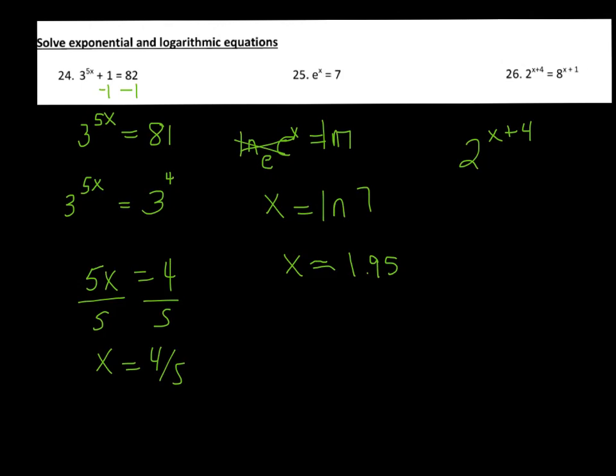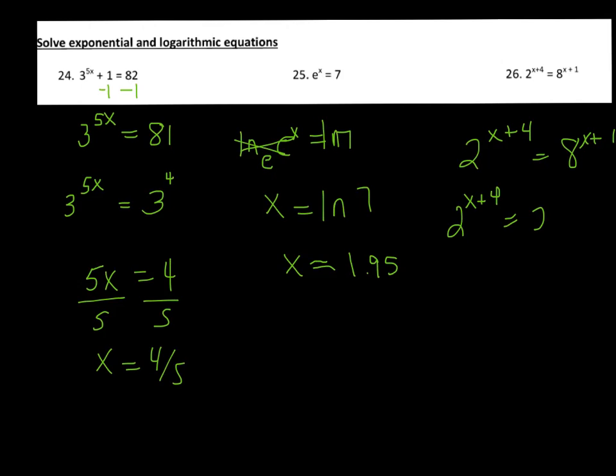So it kind of just depends on the situation. If you recognize that you can take the logarithm of both sides and cancel out everything, or if you know that you can rewrite it so that they have the same base, you just are trying to figure out what needs to be done. So on 26, I see that 8 is 2 cubed, and since I have base 2 on the left side, that would be helpful.